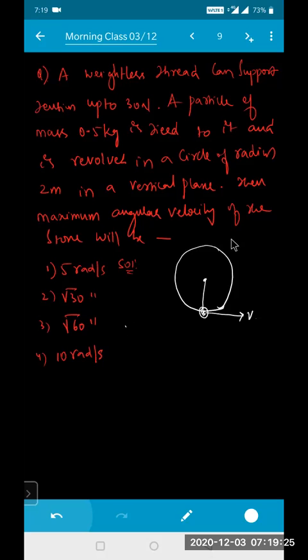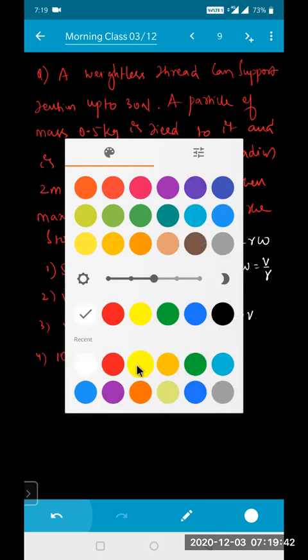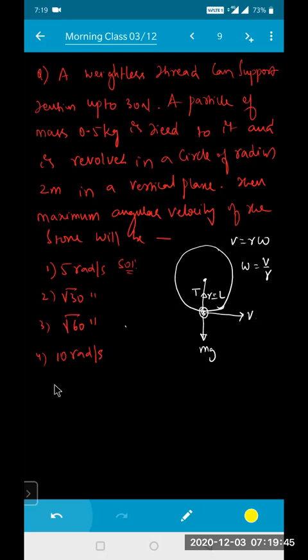We know the relation v equals r into omega. That means omega equals v by r. This r, the radius, is nothing but the length of the string, which is 2 meters. When it is at the lowest position, the weight mg acts downward and the tension acts in the upward direction. So how do you write this relation, beta? Maximum tension T max minus mg equals m v square divided by L.